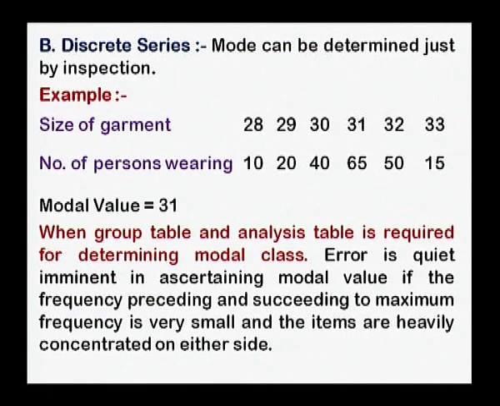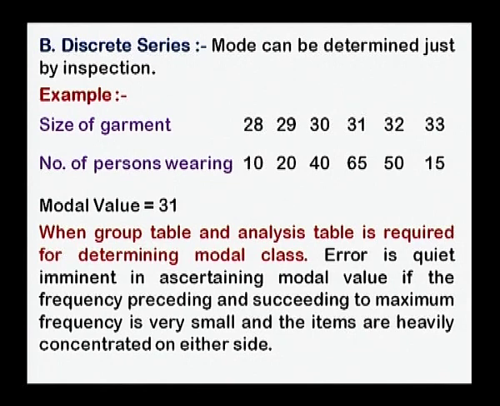Now, we discuss how to calculate mode in respect of discrete series. The mode can be determined just by inspection. Example: size of a garment is 28, 29, 30, 31, 32 and 33, and the number of persons wearing is 10, 20, 40, 65, 50 and 15. Here the number of persons for size 31 is the highest, 65. So, the modal value of the garment size will be 31.